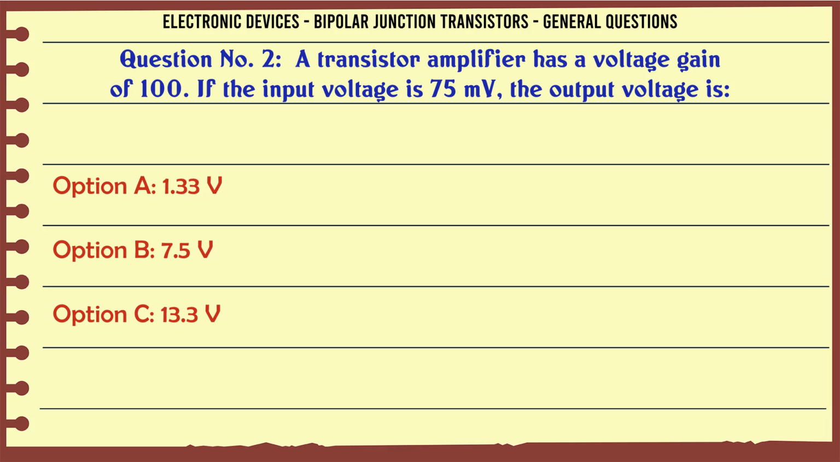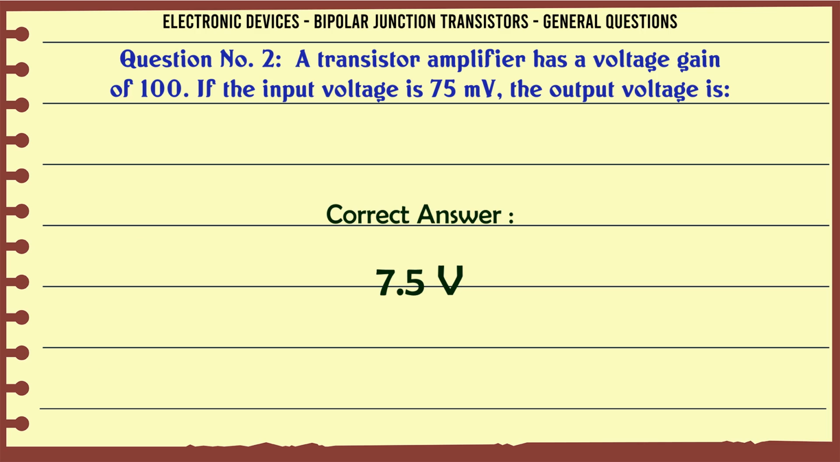A transistor amplifier has a voltage gain of 100. If the input voltage is 75 mV, the output voltage is A 1.33 V, B 7.5 V, C 13.3 V, D 15 V. The correct answer is 7.5 V.